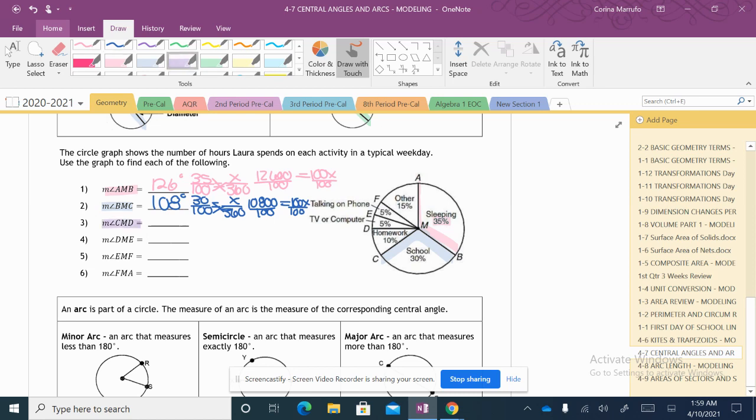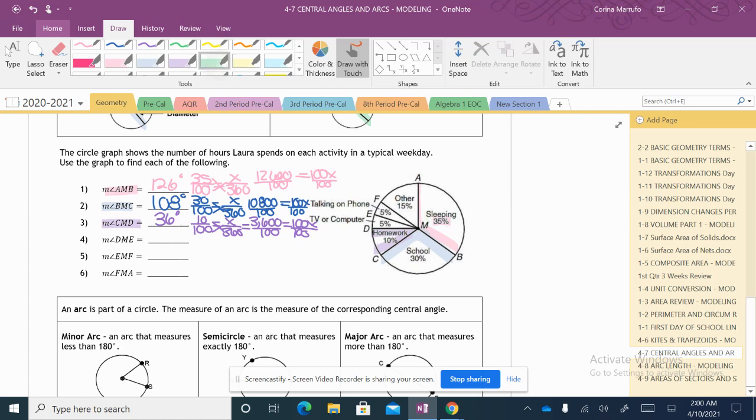Moving on to the next section. So CMD. Here's CMD, which is 10%. So here I'm going to do 10 out of 100 equals x over 360, and we cross multiply. 360 times 10 is 3,600 equals 100 times x, which is 100x. Then to solve for x, we divide by 100, and we end up getting that CMD is 36 degrees.